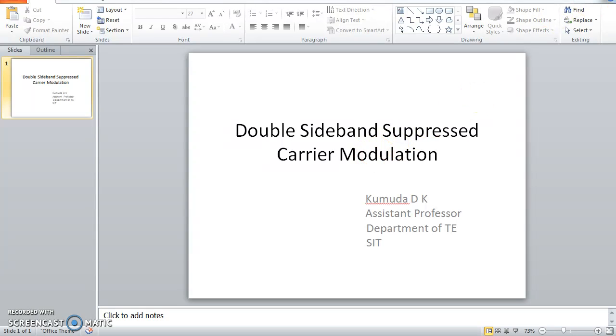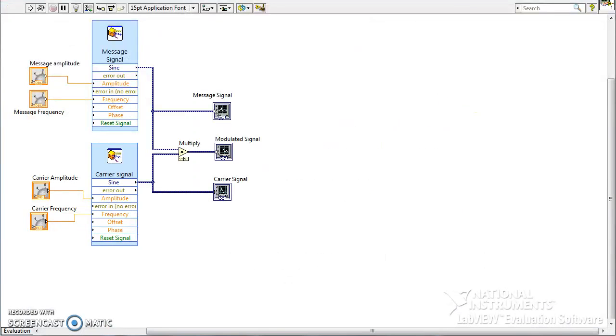We'll go to the LabVIEW block diagram panel. I have already taken a message signal and a carrier signal. Message signal amplitude and carrier frequency, carrier amplitude and carrier frequency are given through the knobs. DSBSC modulation is just the message signal being multiplied by the carrier signal.